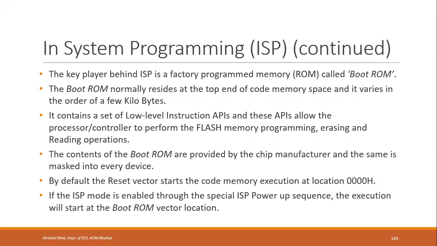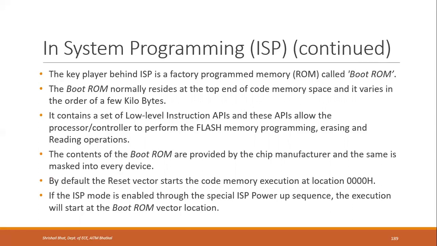That means its end address will be FFFF. 64K means the last address will be FFFF, right? So from FFFF down through 1K, the last memory space of the code memory is occupied by boot ROM. It contains low-level instruction APIs, and these APIs allow the processor or controller to perform flash memory programming, erasing, and reading operations. The contents of the boot ROM are provided by the chip manufacturer, and the same is masked into every device.